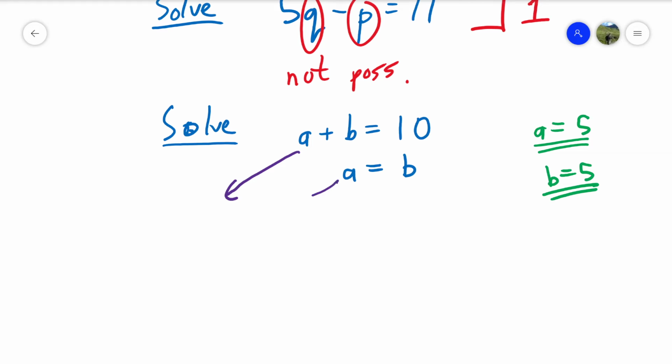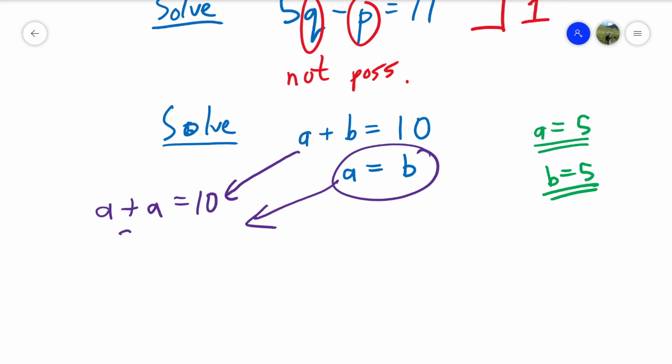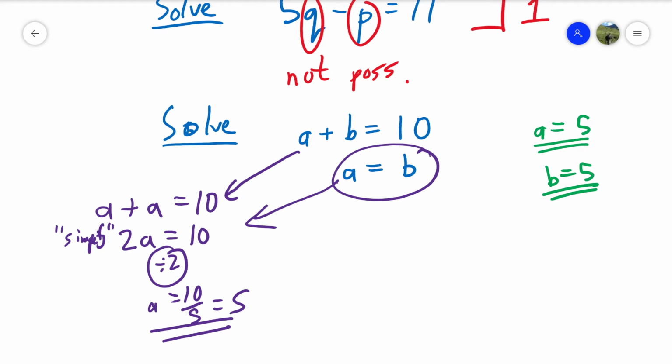I'm going to combine these. We know that a equals b, so I'm going to rewrite the first equation as a plus, and then I'm just going to write a, because a is the same as b, equals 10. So that means that 2a equals 10. What I've done there is I've simplified. Then I'm going to divide by 2. So it'll be a equals 10 divided by 2 equals 5. Boom, boom. That's the first one.